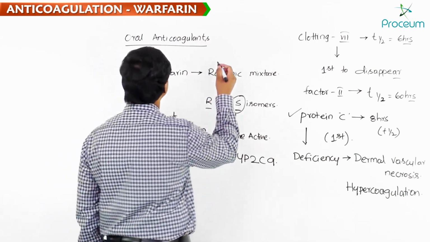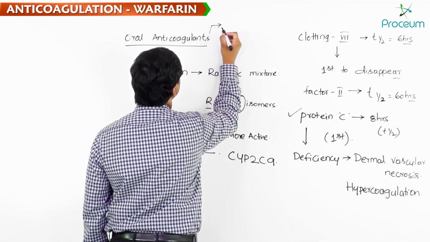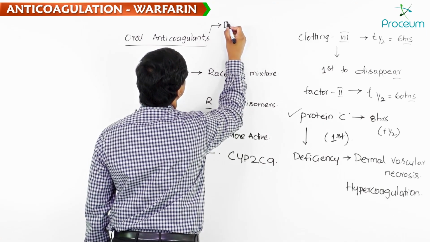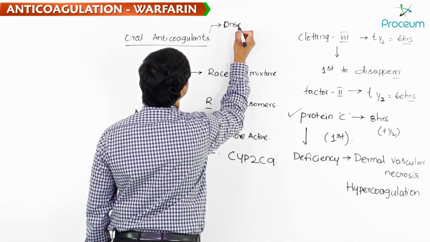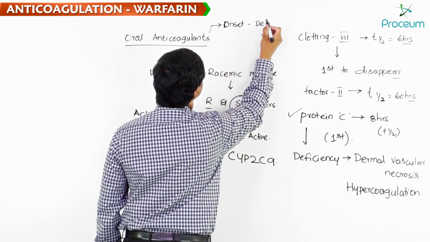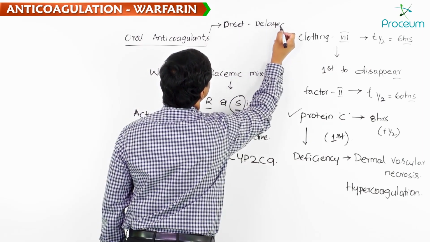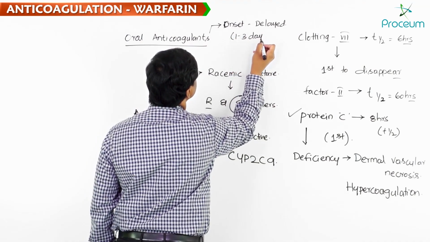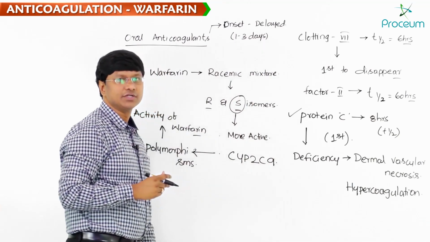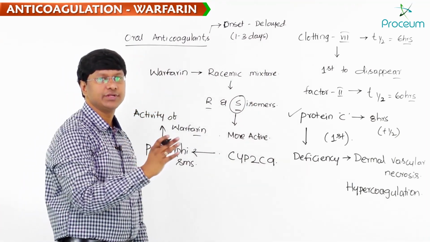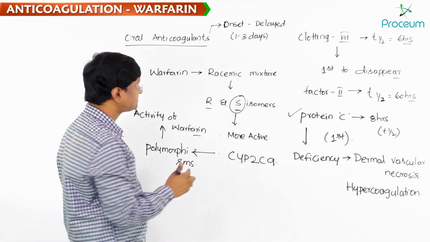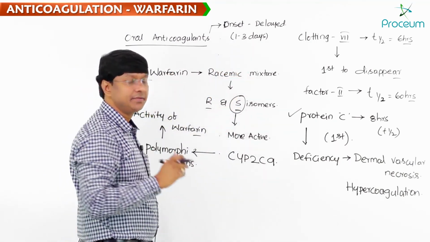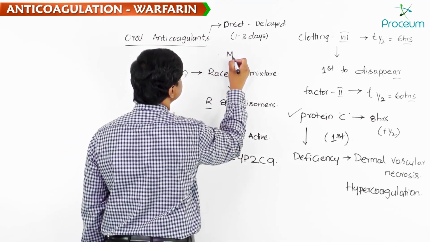One point you should remember here is that the onset of action of oral anticoagulants is delayed. How much is it delayed? Nearly 1 to 3 days. The onset of action is delayed gradually over 1 to 3 days, and that is the reason why these are used only for maintenance treatment.